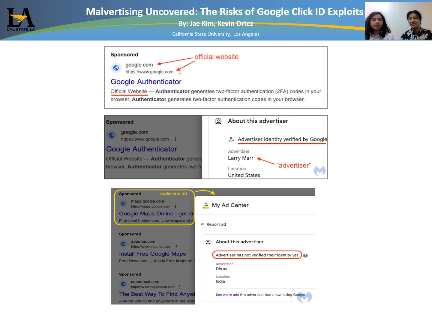In the third image, this is another example of a malicious ad. This ad is titled Google Maps Online. The link shows the official maps.google.com. However, if a user were to investigate the advertiser, they would think it's from Google headquarters, but they see the advertiser is not even verified and the ad originated from India. Users can easily be tricked by legitimate looking advertisements from either threat actors or even other nation states that could lead to another victim.